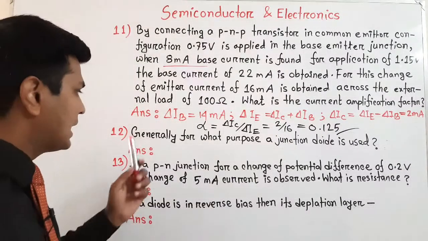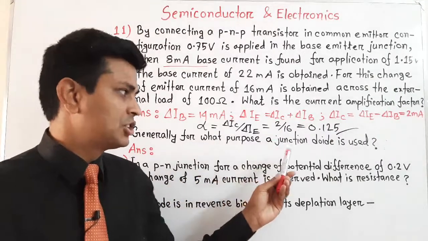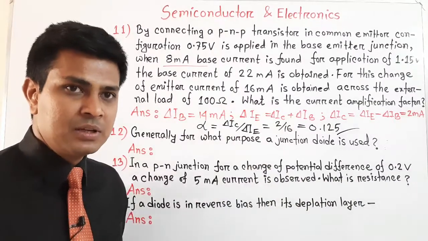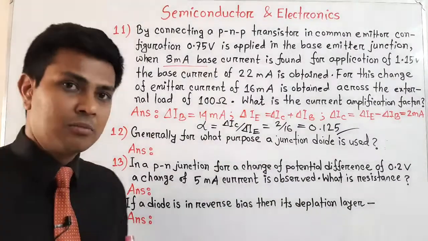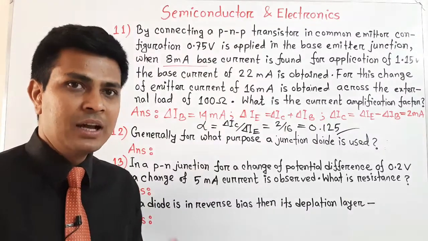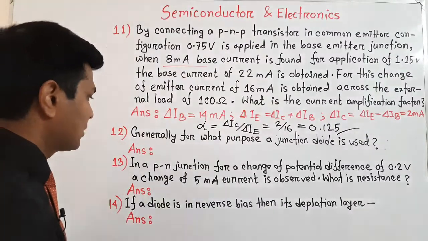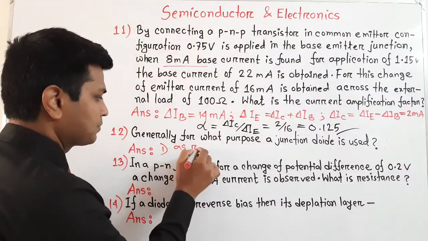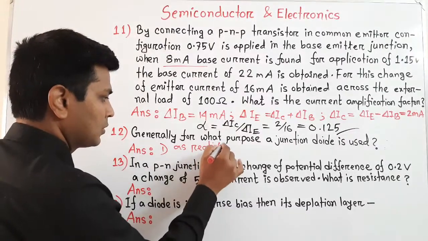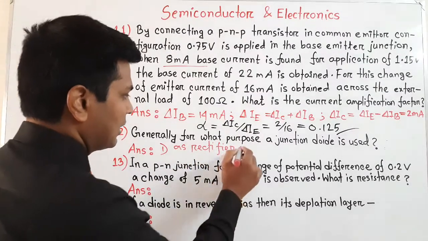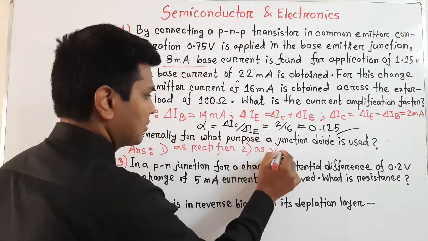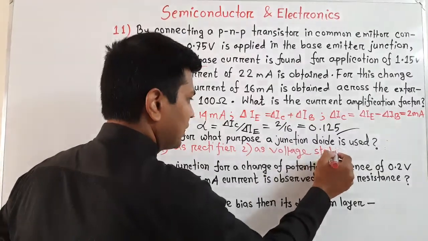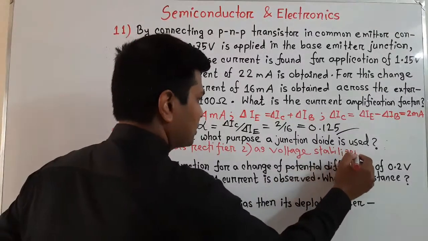Now let's see question number 12. The question is, generally for what purpose is the junction diode used? Junction diode means PN junction. PN junction is normally used as a rectifier and as a voltage stabilizer. So first we can write here rectifier, and number 2, voltage stabilizer.